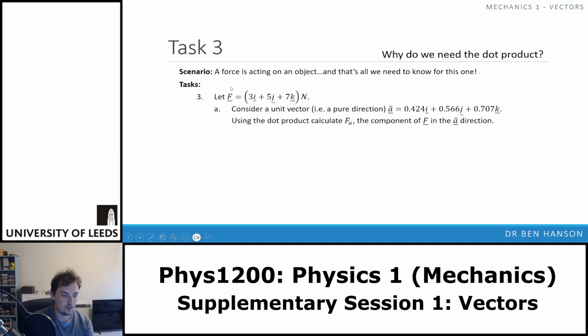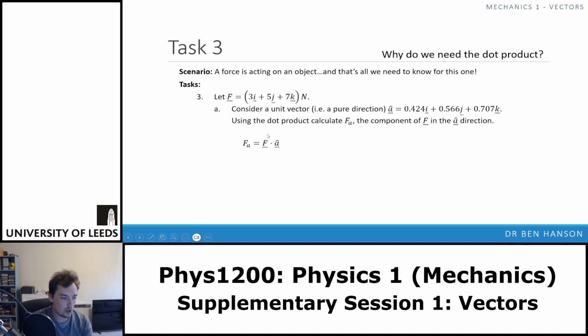Now, here's a force. Here's an arbitrary direction: a bit in the x direction, a bit in the y direction, a bit in the z direction. Square and add all these components to check that this is a unit vector. It is one. Using the dot product, calculate F_A, the component of F in the A hat direction. That is just F dot A, and you can use the formula to work that out.